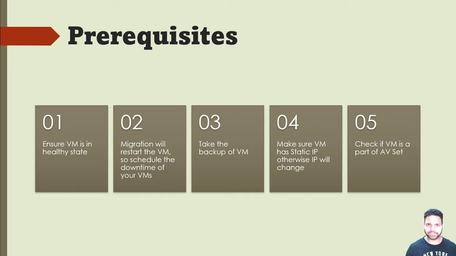And the last prerequisite is to check whether the virtual machine is a part of availability set, because the availability set created with the unmanaged disk does not support managed disk. So before the migration, you need to first convert the availability set to an availability set which supports managed disk, and then do the actual migration of the virtual machine disk. Once you have done all the checks of the prerequisites, then you are ready to do the migration either using PowerShell or the portal. And in this video, I'll show the migration using the portal.